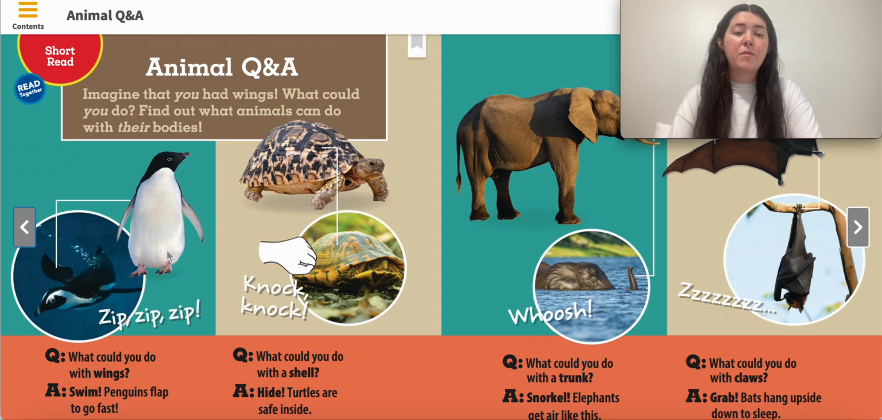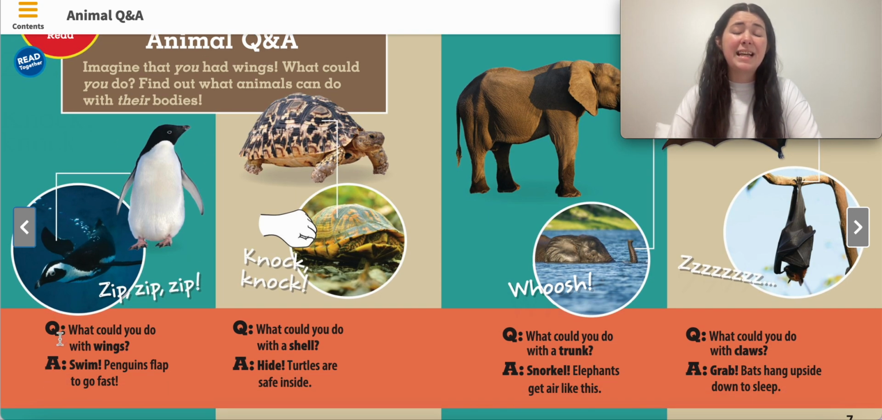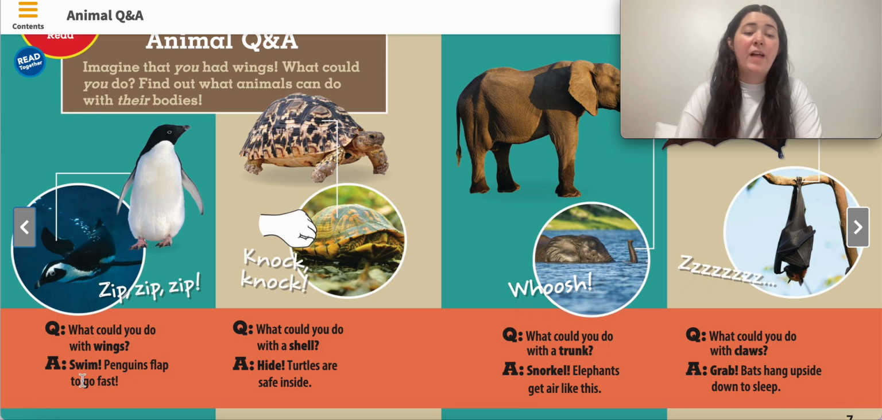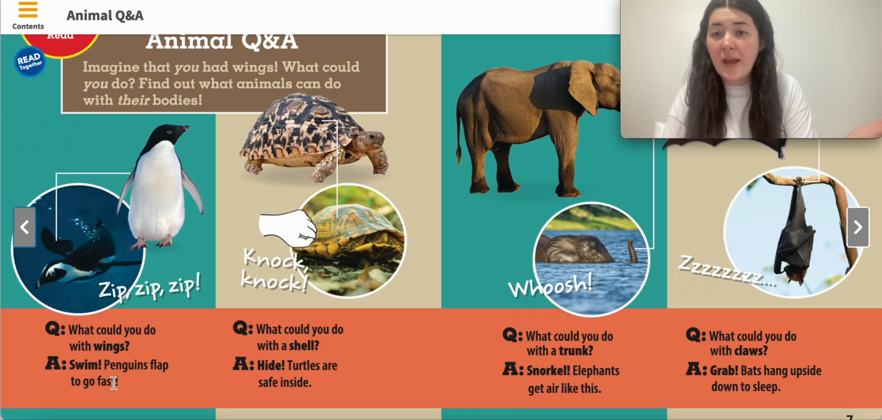This first one, we have a picture of a penguin. It says, question, what could you do with wings? And it's asking what penguins could do with wings. The answer is swim. Penguins flap to go fast. So we know that penguins can't fly, but they use their wings to swim, is how they use their bodies.